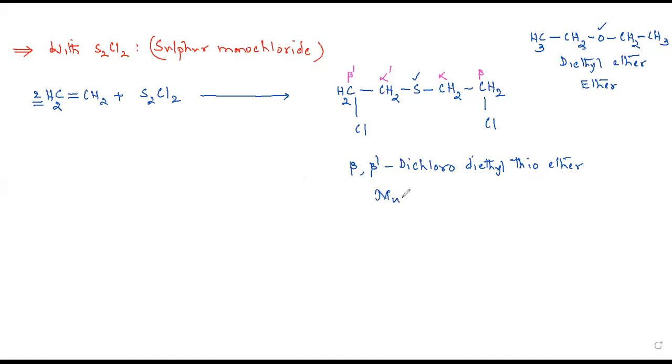Now, this is famously known as mustard gas. You know what mustard oil is? It's called mustard gas. You know it is poisonous. It was used in World War One. Okay. So this is about the reaction with the sulfur monochloride. We are left with one more sulfur. That's it.